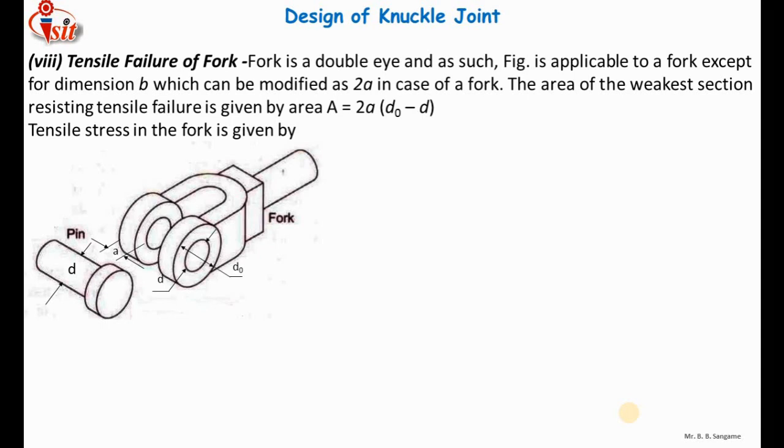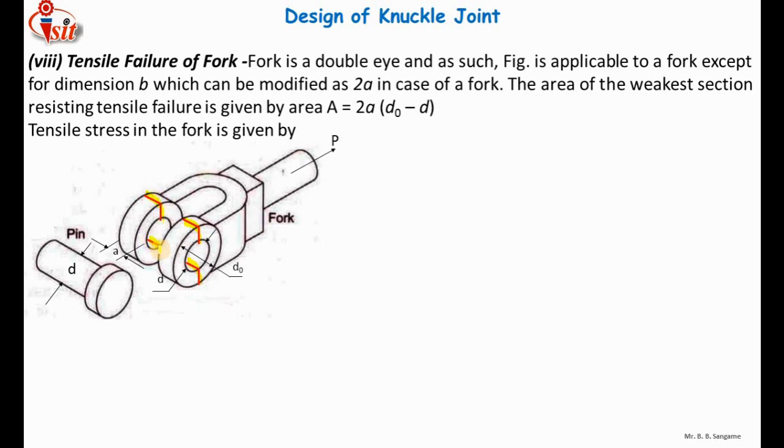So in case of the fork, you can see that after the application of force, there is a possibility of failure of the fork at this portion. When you apply a force of magnitude P, the fork can fail here in a tensile manner. So we need to calculate this area.